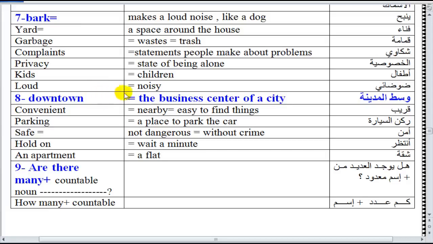Exercise 8. Downtown, the business center of a city. Convenient, nearby, easy to find things. British convenient, American convenient. Parking, a place to park the car. Safe, not dangerous, without crime. Hold on, link between the D and O. Wait a minute, soft T, soft D.